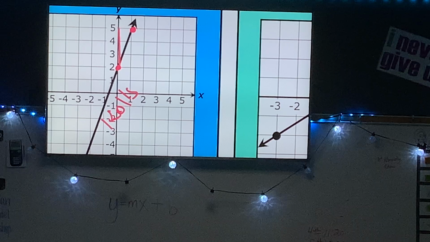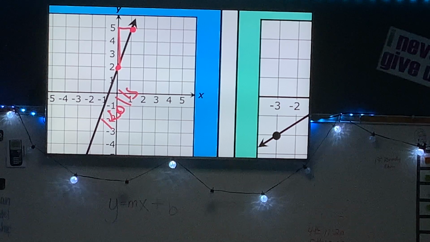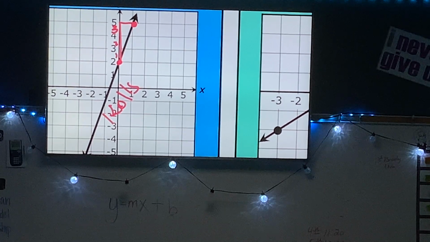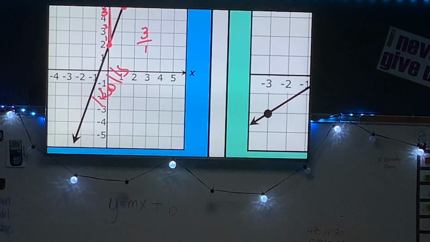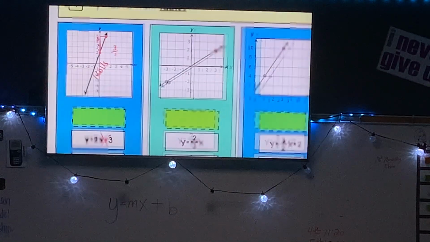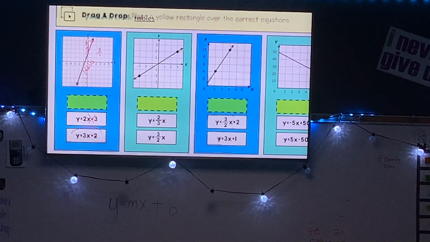And I'm going to rise and run. How many am I rising? 3. If you need to, you can totally do that. You can number up the sides. 3 over how many? 1. So my slope, or my number in front of my x, has to be 3. And my y-intercept was 2. So that's perfect.